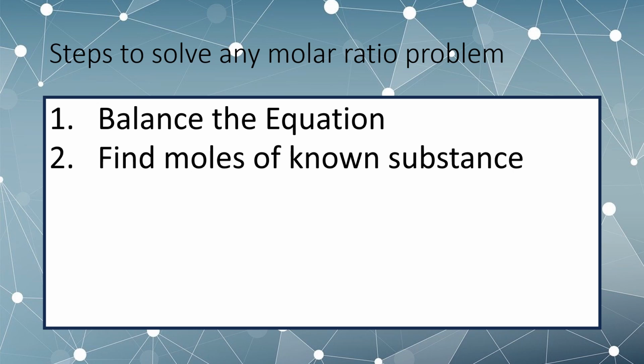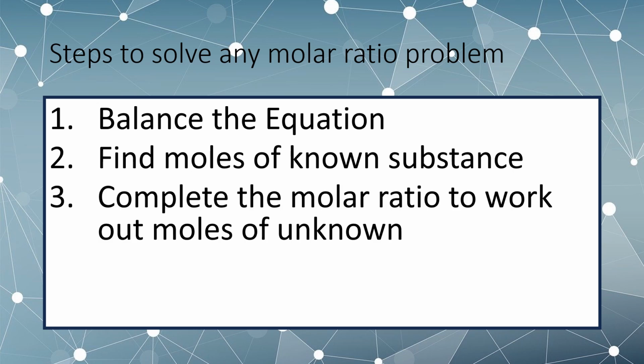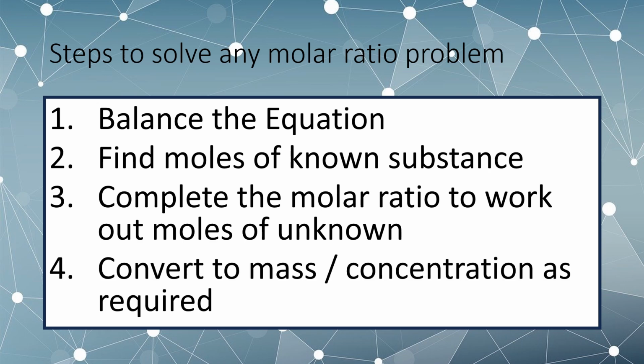Then, you complete the molar ratio to work out the moles of the unknown. Once you know the moles of one of the substances in the reaction, you can then use the ratio between that and whatever you're trying to find out how many moles that unknown has. Then the question might ask you to find the mass or concentration of that unknown, and you simply convert using those equations as required.